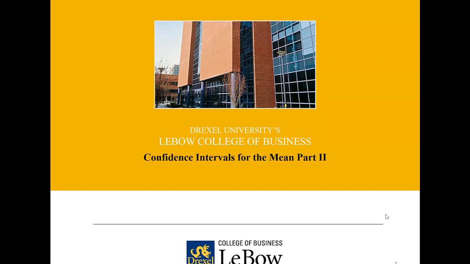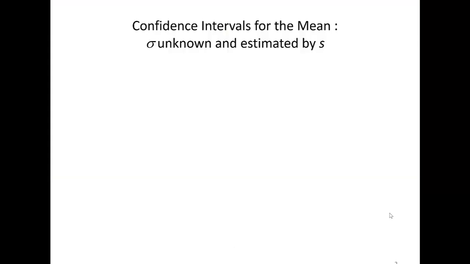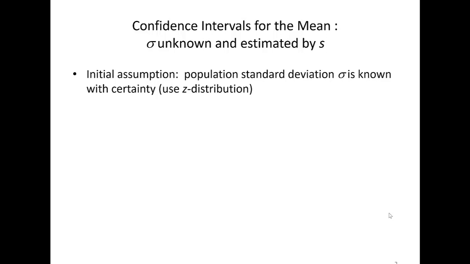In this video, we're going to talk about confidence intervals for the mean, and this is the second part of a two-part series. In the last video, we assumed that we knew what the standard deviation sigma was, and since we knew what that was, we were able to use a z-distribution to find the cutoff values for our estimation error.